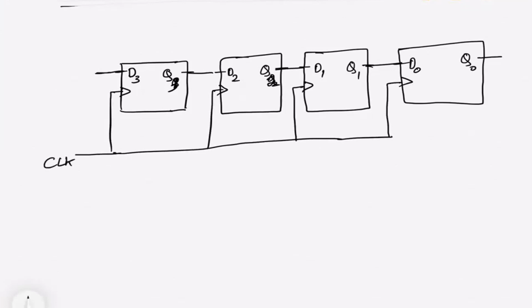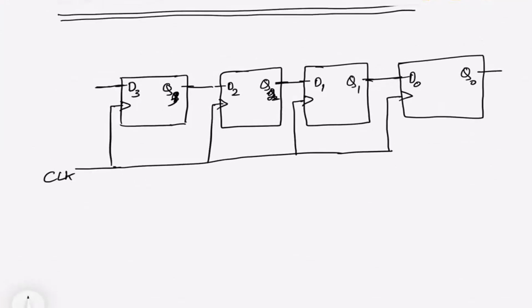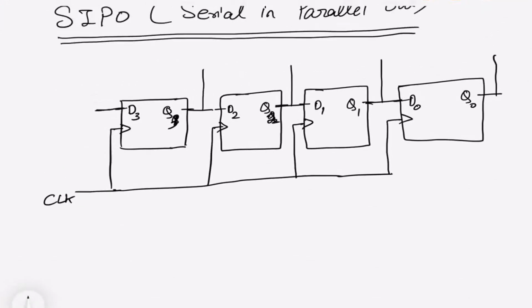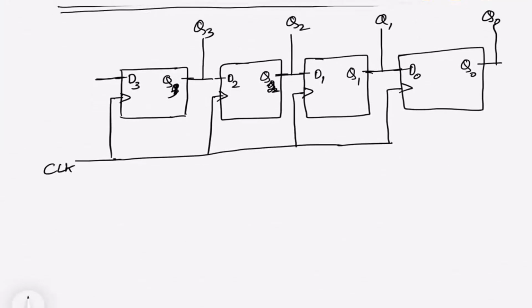So this is the basic architecture of a 4-bit register, and it is known as serial input, parallel output when we are taking output from all these terminals. Okay, so it means you are taking Q3, Q2, Q1 and Q0 in parallel, but you are giving your data input bit by bit, one by one.